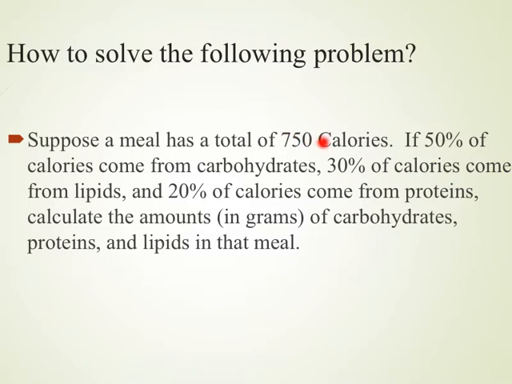Suppose a meal has a total of 750 calories. If 50% of the calories come from carbohydrates, 30% of calories come from lipids and 20% of calories come from proteins, how do we calculate the amounts in grams of carbohydrates, proteins and lipids in that meal?